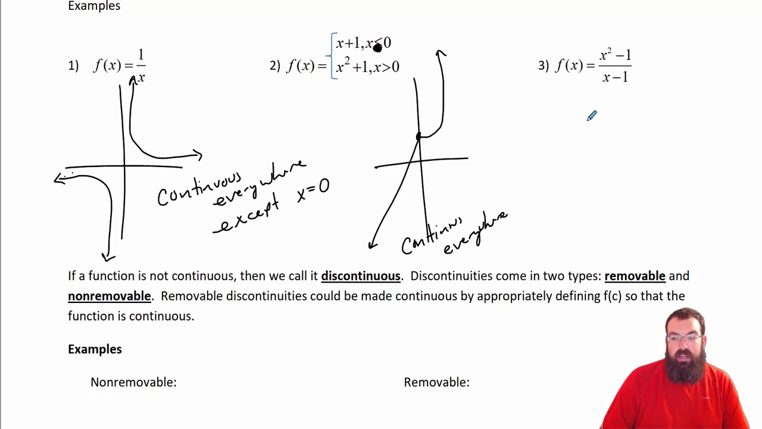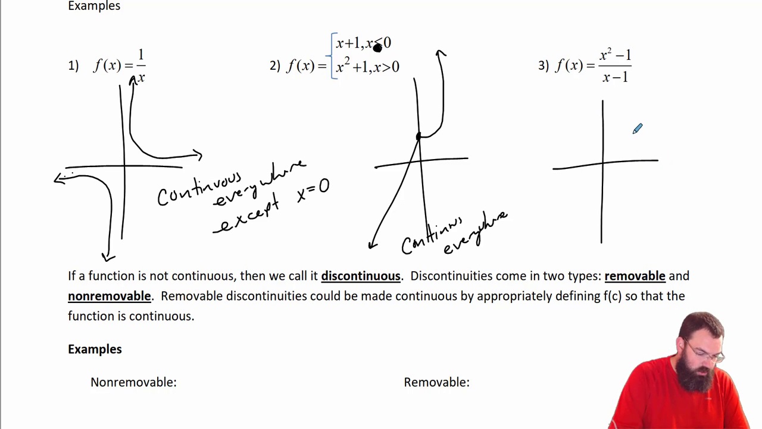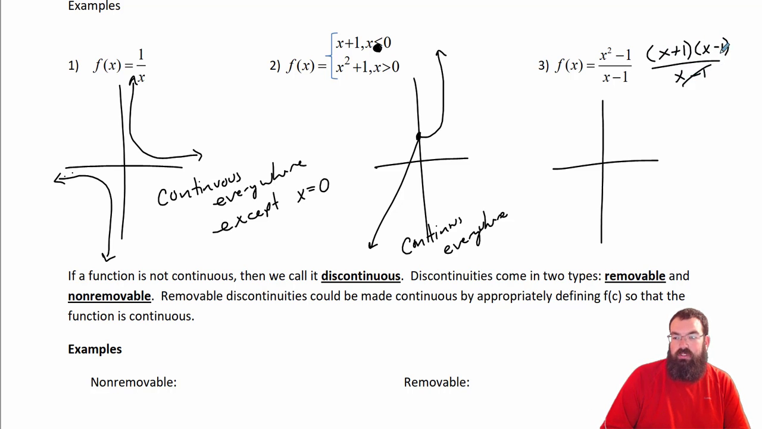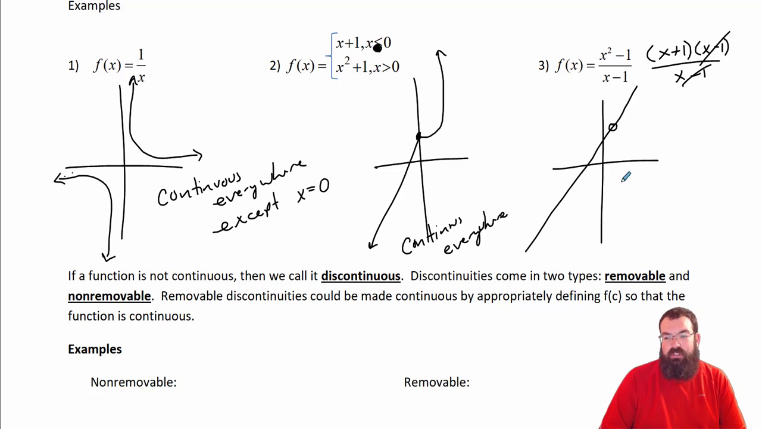Okay, this function actually looks. We'll not draw that. But in this case, so we can draw it. So this is really x plus 1, x minus 1 over x minus 1. These are going to cancel. So this function really just looks like x plus 1 all the way through. But when x is 1, there's a hole there. All right, so this is continuous everywhere.